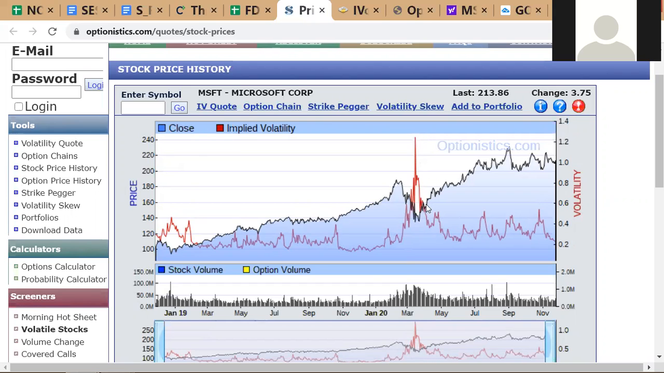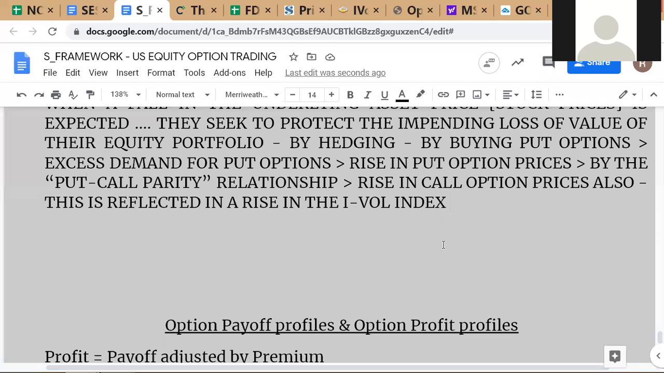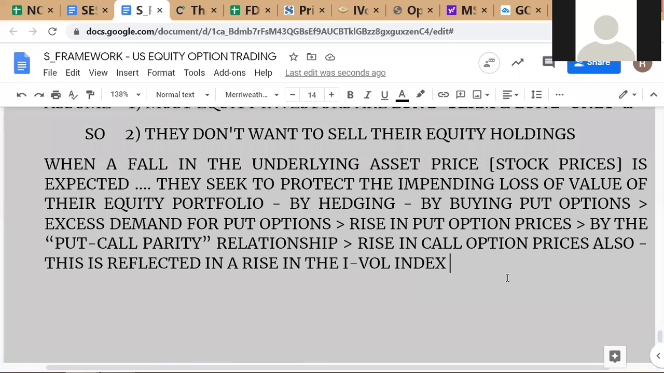As the market starts to recover, the demand for hedging goes down, and so the excess demand for options falls away, and prices start to return to normalcy. This is the logic behind this. Okay, I've given you the stepwise logic. Make sure you understand all parts of this. This is reflected in the rise in the eyeball index.